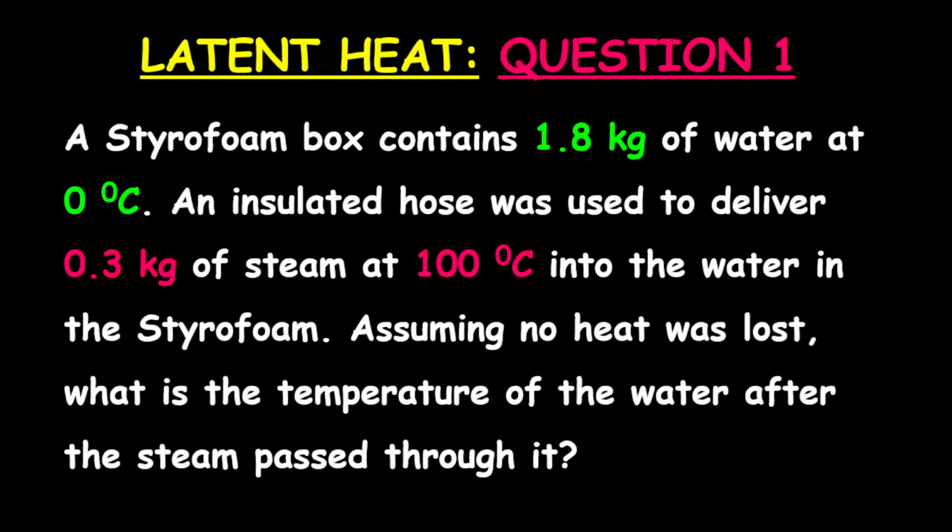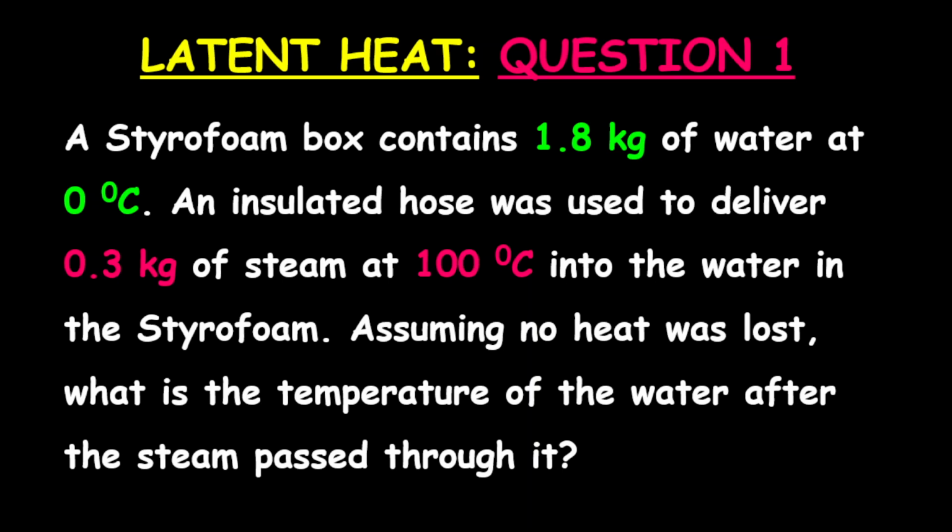Now, today we're looking at our first latent heat question. The question reads: a styrofoam box contains 1.8 kg of water at 0 degrees Celsius. An insulated hose was used to deliver 0.3 kg of steam at 100 degrees Celsius into the water in the styrofoam. Assuming no heat was lost, what is the temperature of the water after the steam passed through it?